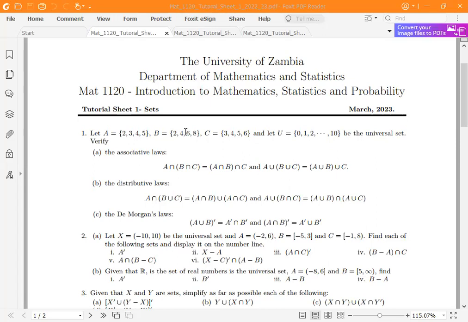So sheet 1 is on sets. The first question is to verify the laws of associativity, distributive, and De Morgan's law. These are rare questions, but if we are asked, let's take advantage.